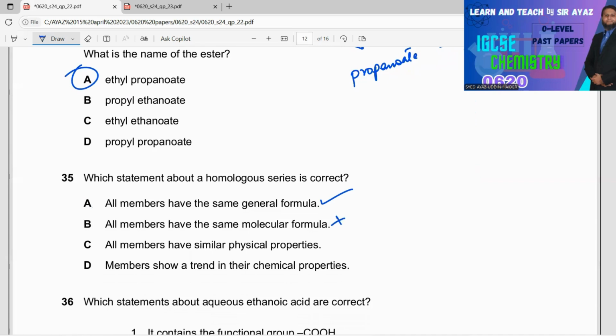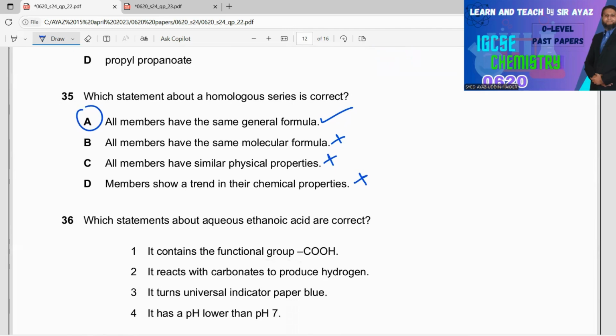C. All members have similar physical properties. This is incorrect. They have similar chemical properties. D. Members show a trend in their chemical properties. This is also incorrect. They show a trend in physical properties. So A is the right choice in this case.